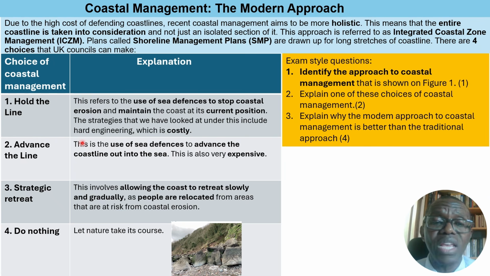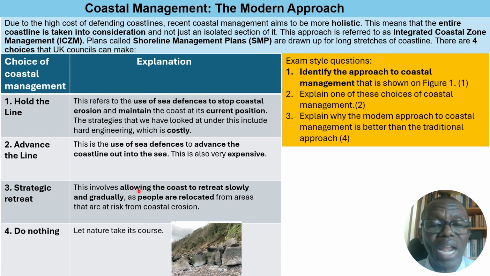So that involves the use of hard engineering, which obviously is quite costly, and a cost-benefit analysis will need to be done to identify which areas will need that hold the line strategy. Then we also have advance the line. Now, this is the use of sea defenses again to advance the coastline out into the sea, and this can be very expensive. And then we have the third strategy here, which is referred to as strategic retreat.